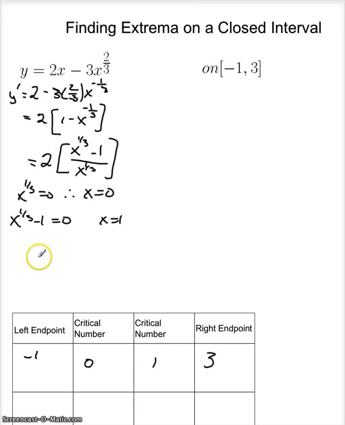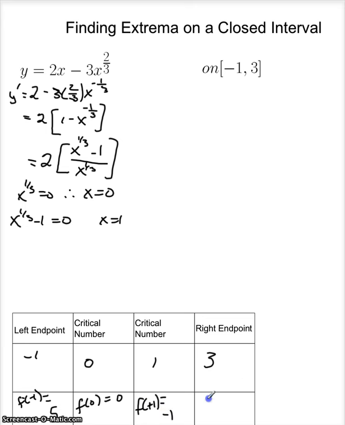Now let's evaluate the function at these endpoints. F at -1 is -5. F at 0 is 0. F at +1, got carried away here, is 2 minus 3, it's -1.